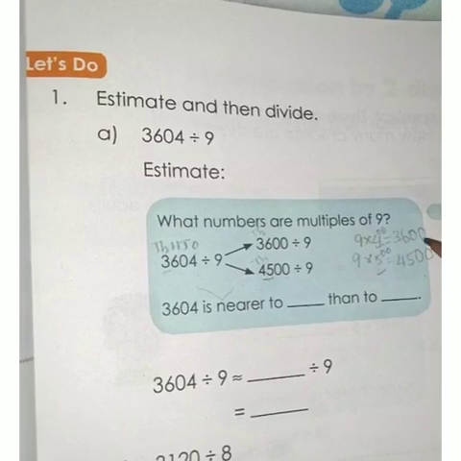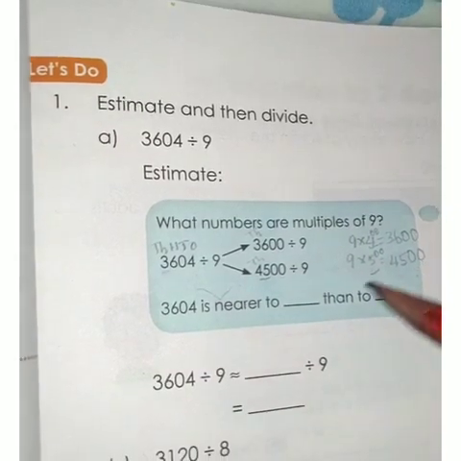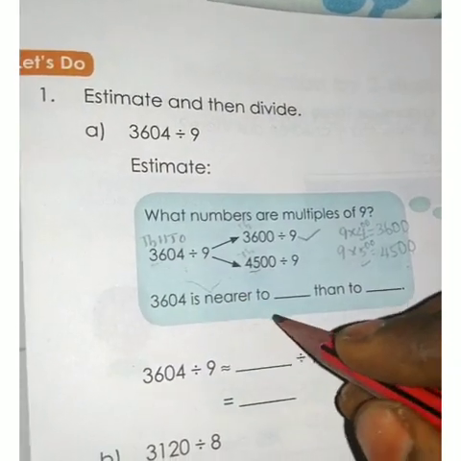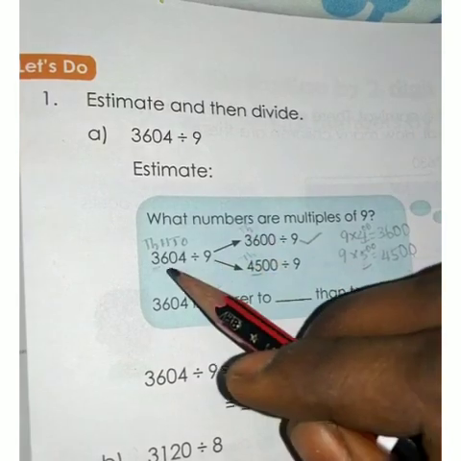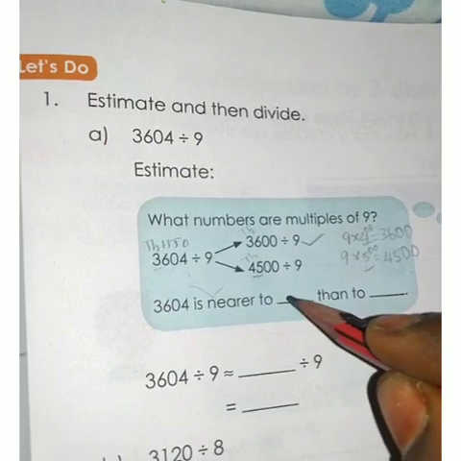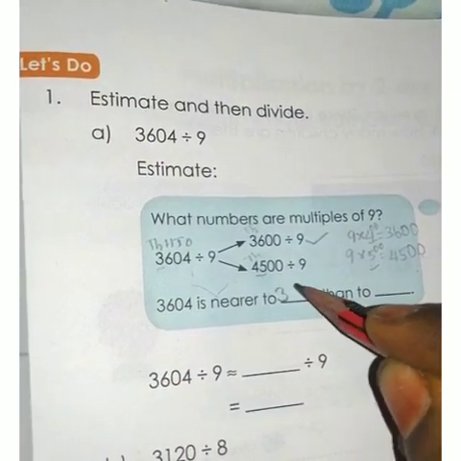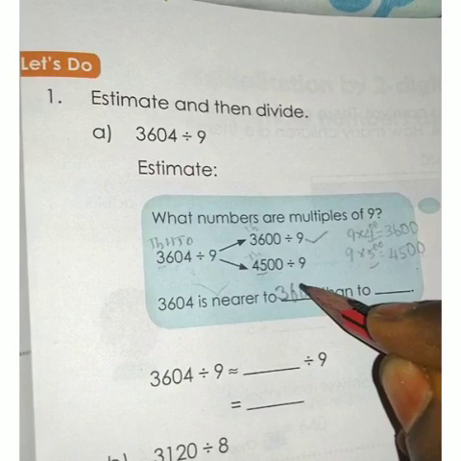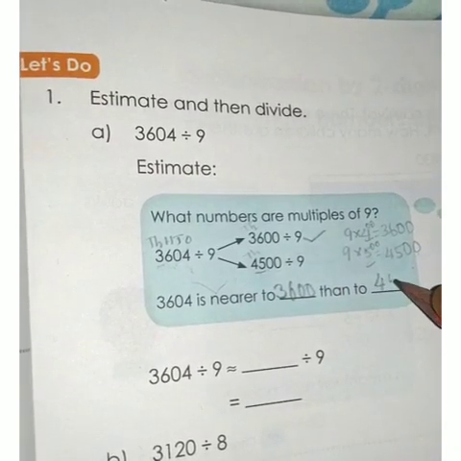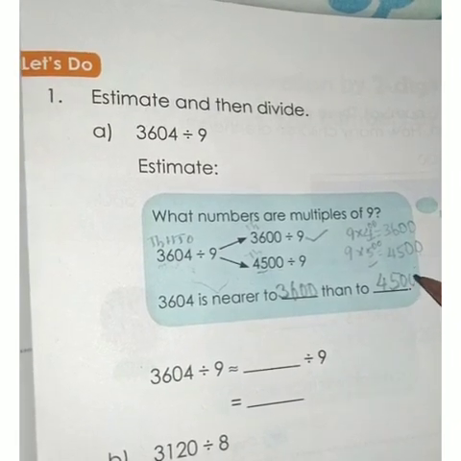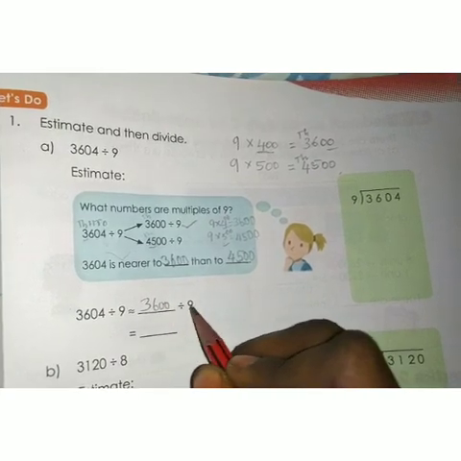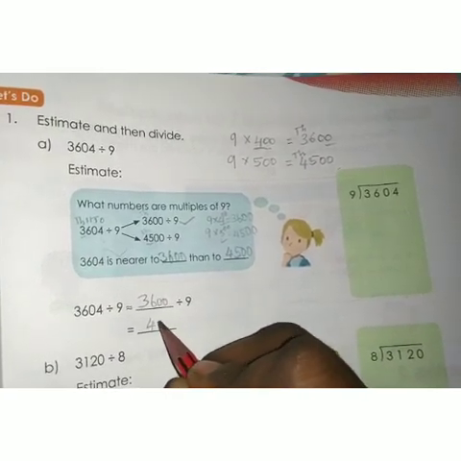From 3600 and 4500, which is very nearer to 3604? 3600 is nearer to this value. So 3604 is nearer to 3600 than to 4500. 3600 divided by 9, you will get the answer as 400.